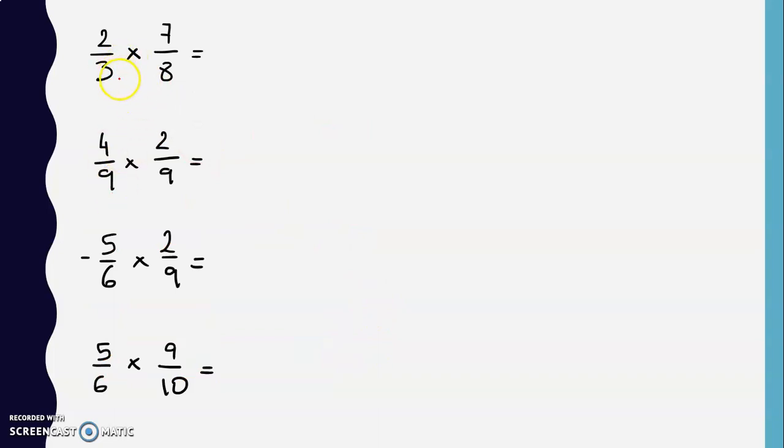Okay, 4 more examples. 2/3 times 7/8. 2 and 8 cancel out by 2, so 1 and 4. 7 and 3 are both prime numbers, so we end up with 1/3 times 7/4, which is 7/12.